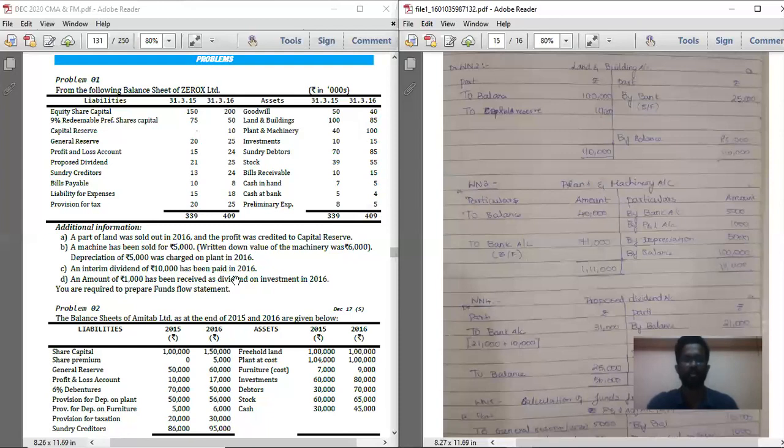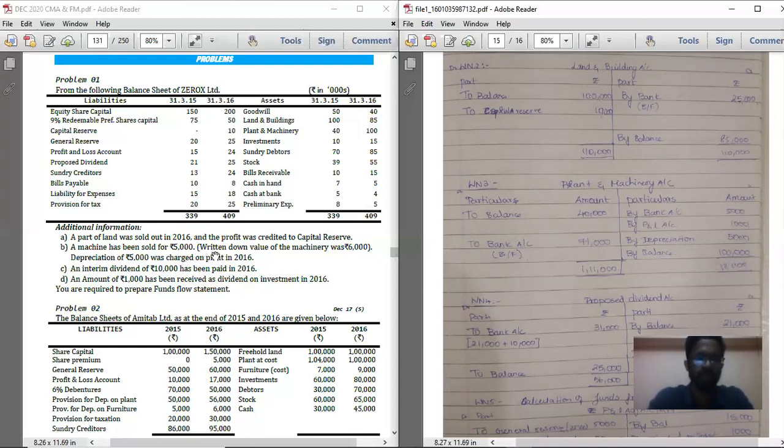So opening balance is 40,000, closing balance is 1 lakh. That we have found. What they have given: a machine has been sold for 5,000 rupees. So when there is sales value of machine for 5,000 rupees, how much cash is coming in? 5,000 by bank. So what is the entry? Bank account debit to plant and machinery account. Plant and machinery should be credited because there is sale of plant and machinery. So below that on the credit side, record by bank account, amount column 5,000.